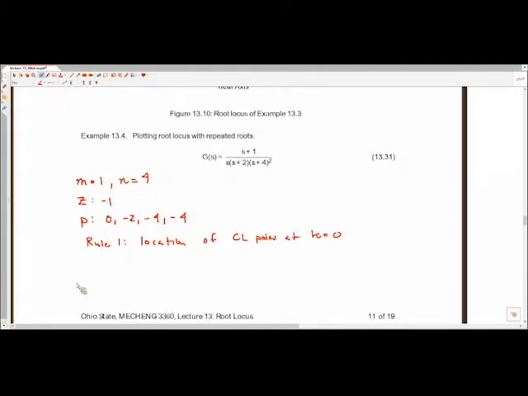All right, so rule 2 is about where the branches terminate. We said from our observations and previous rules that if we have a zero, a branch of the root locus always must terminate at that zero. So that means one branch terminates at the zero, since we have 1 zero. We have 4 poles, so therefore we have 4 branches. So that means that 3 branches terminate at infinity, and we now need to understand what direction they go off to infinity.